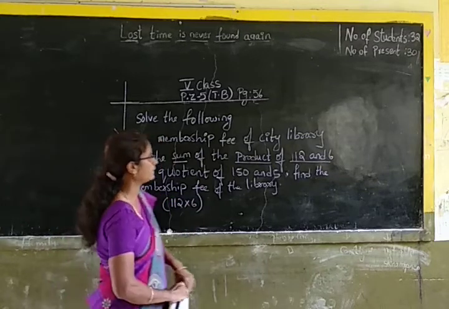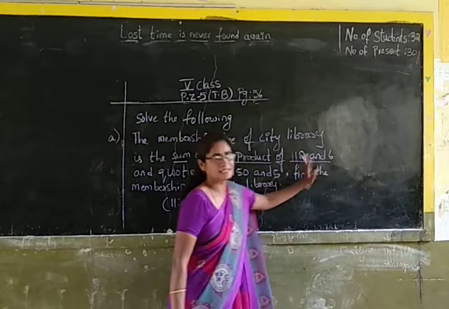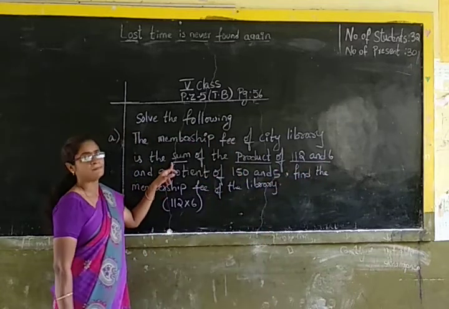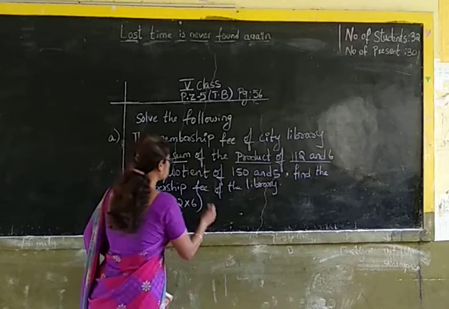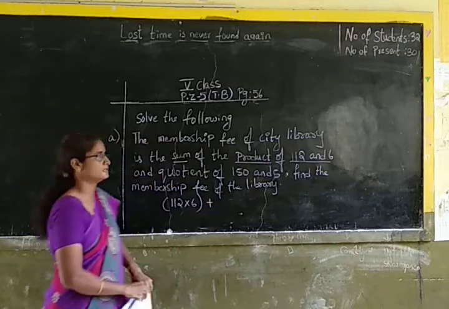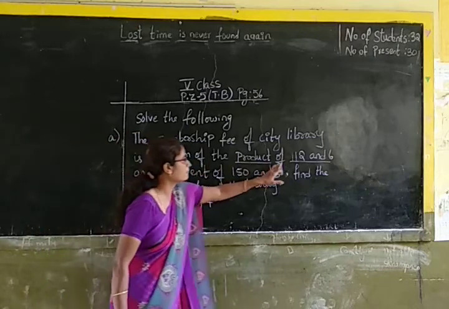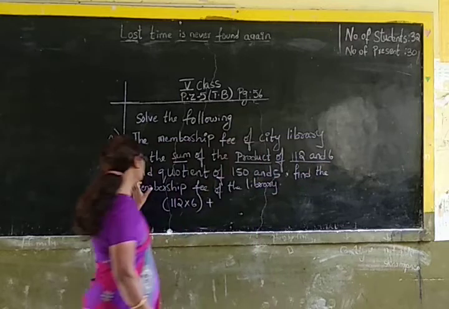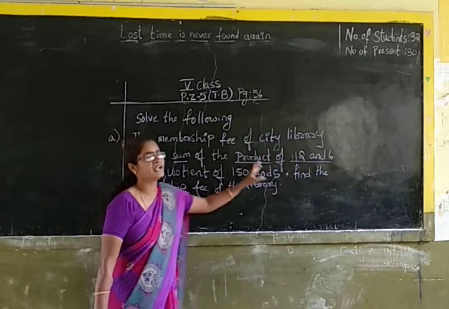So we have to multiply 112 and 6. It is given sum: the sum of the product of 112 and 6 and the quotient of 150 and 5. Sum means you have to place addition.